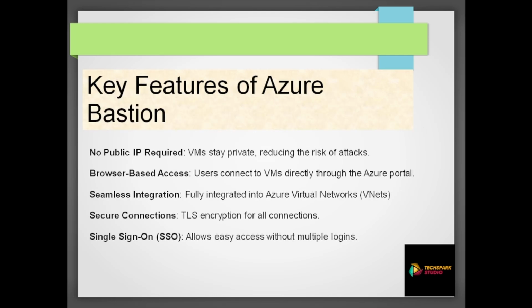What is the key feature of Azure Bastion? Azure Bastion does not require any public IP. So no public IP required, VMs stay private. It can help you to reduce the risk of attack. Hackers will not easily hack this kind of environment. Second, users can connect to the VM directly from the Azure portal, and browser-based access is there. Seamless integration, fully integrated with Azure Virtual Network.